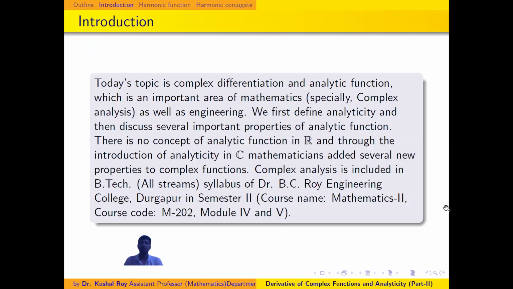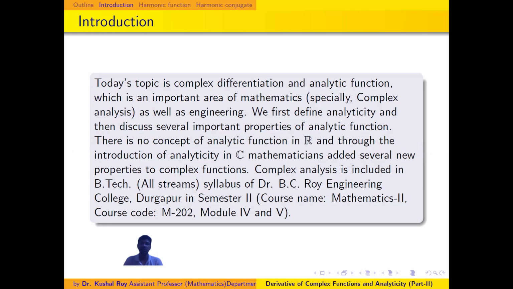So today's topic is complex differentiation and analytic function, which is an important area of mathematics, especially in complex analysis. Also, it is important in engineering branch. We first define analyticity and then discuss several important properties of an analytic function. There is no concept of analytic function in the set of reals, and through the introduction of analyticity in the set of complex numbers, mathematicians added several new properties to complex functions.